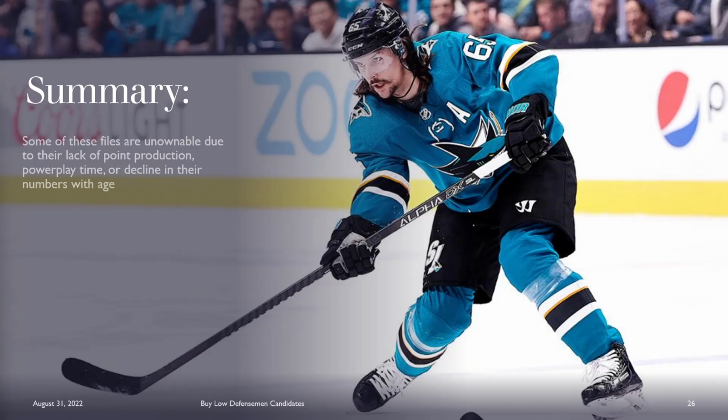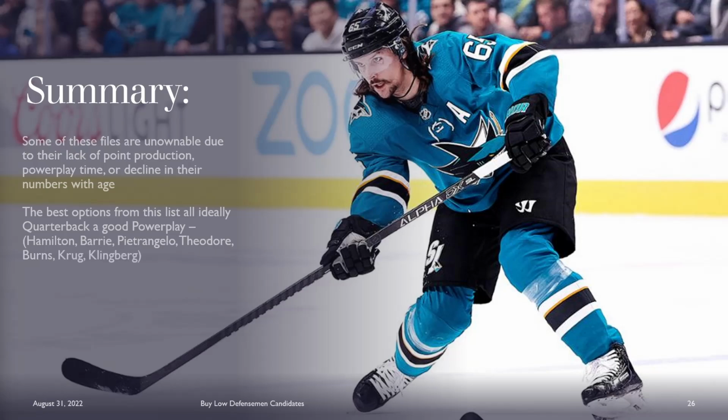Some of these guys are unownable due to their lack of point production, the lack of power play time, or a decline in their numbers with age, as we saw with Giordano. The best options from this list are all ideally power play quarterbacks on a really good power play. So Hamilton, Barrie, if he gets that spot, Pietrangelo or Theodore, whoever gets that spot, Burns, Krug, and Klingberg are the best options there for the power play numbers.